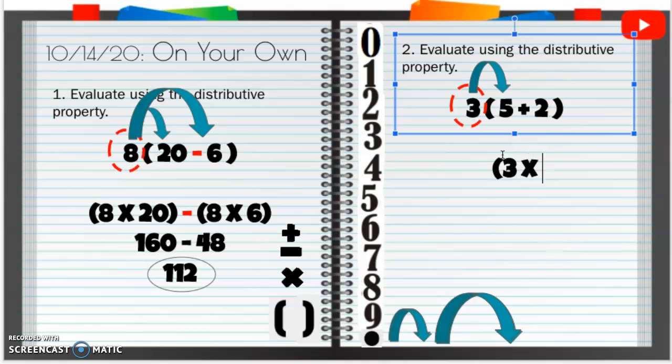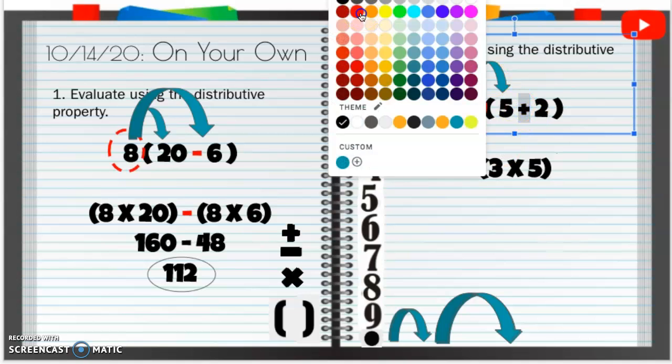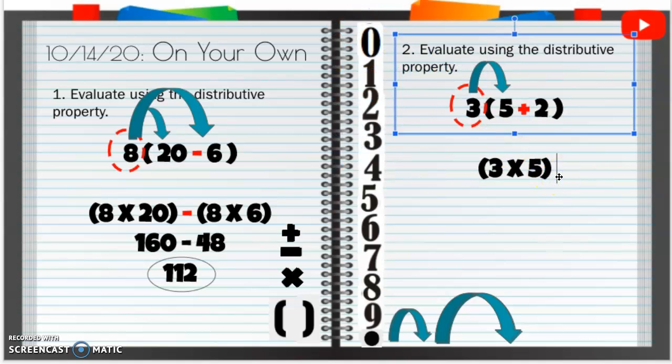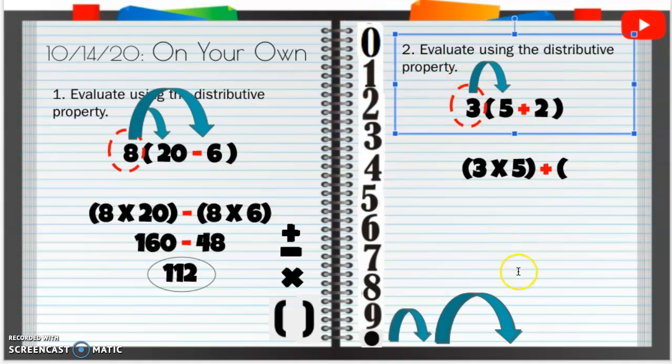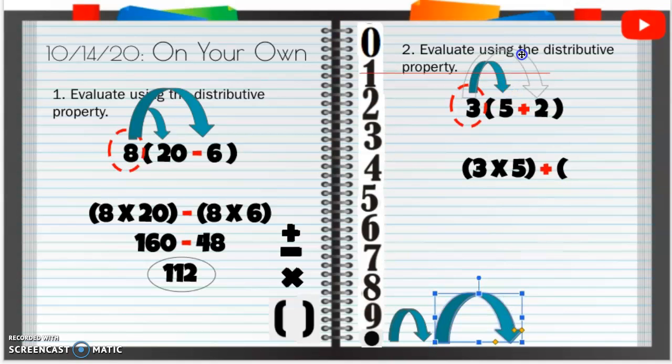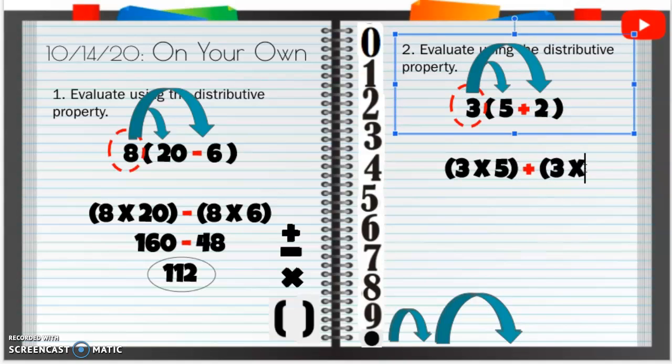3 times 5. What symbol is in the middle? It's addition, so I'm going to put that in red. So it is plus, and then our next set of parentheses. I'll keep that symbol in red for us. All right, plus, okay, what's the next thing that we're going to distribute it to? Oh, 3 times 2. Yeah, 3 times 2.